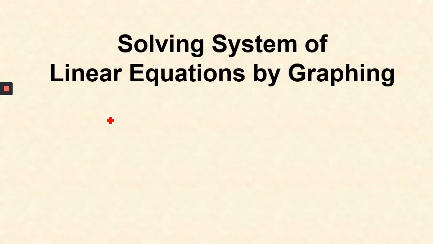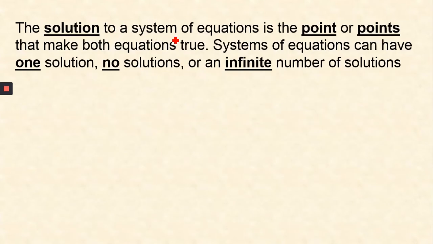Hello, this time we're going to discuss solving a system of linear equations by graphing. It is called a system of linear equations because it is composed of two or more linear equations. The solution to a system of equations is the point or points that make both equations true. Some systems can have one solution, no solutions, or an infinite number of solutions.